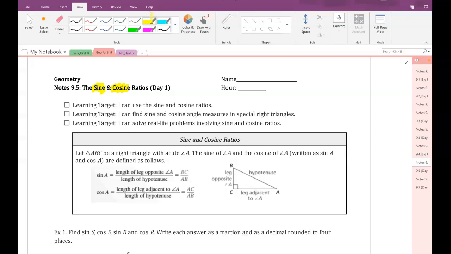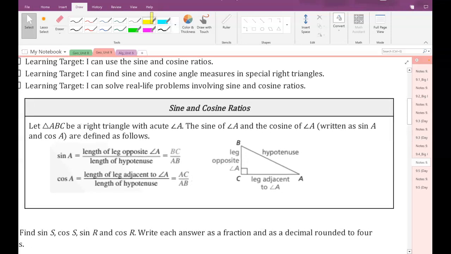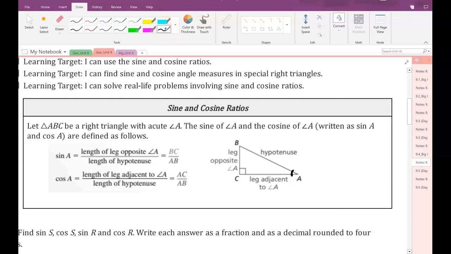They're talking about, in right triangles, the ratio of two sides, but this time we're throwing in the hypotenuse. So we see in our box here, let triangle ABC be a right triangle with acute angle A. The sine of angle A and the cosine of angle A, it's written as sin A and cos A, but we still say sine of A and cosine of A, are defined as follows.